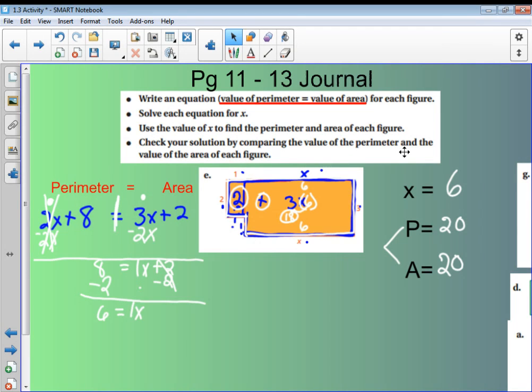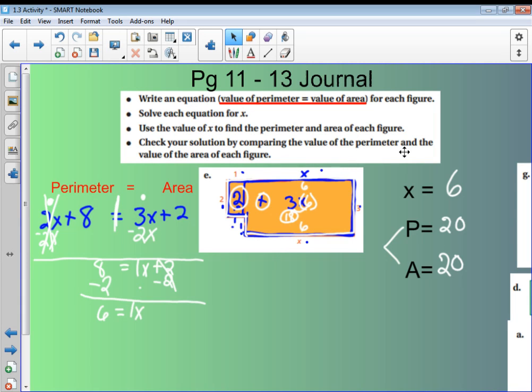Okay, so you're going to go ahead and work through the other, I think there's 2 other problems there on page 12 that are working with complex figures. So you're going to have to break it down. If you need help, rewind and watch from the very beginning of this letter E.